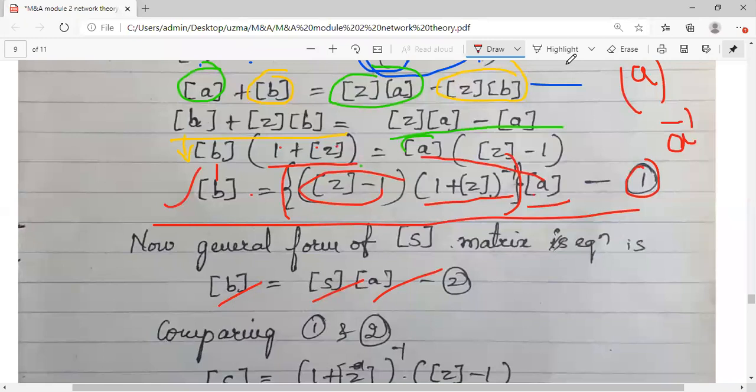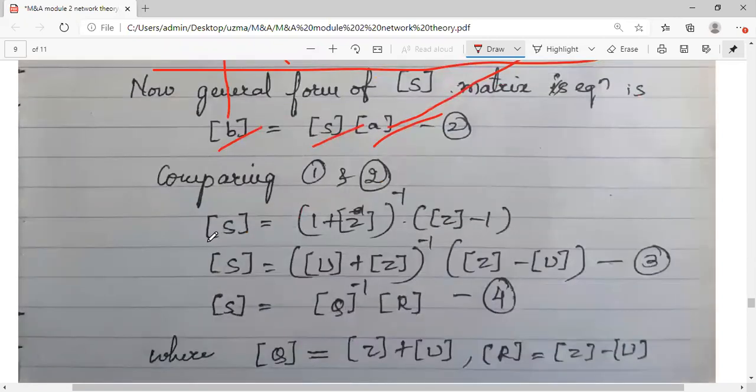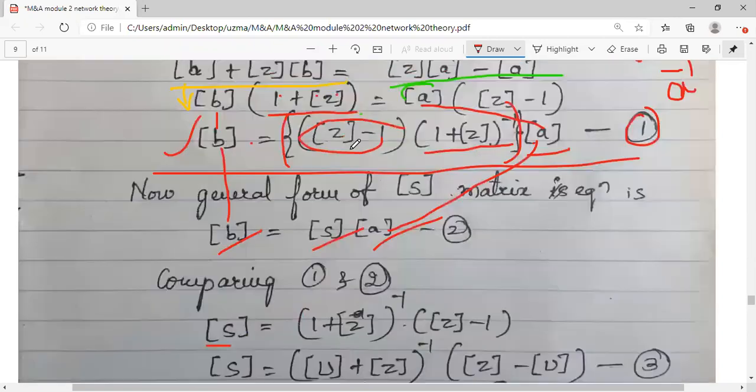So if you compare equation 1 and 2, what do you get? There is a B here, there is an A here, so the remaining term we can equate. S is equal to this complete bracket. So if I compare, S will become the bracket term, 1 plus Z inverse and so on. This also I can take as 1 plus and 1 minus. See here, when we have negative Z minus 1, I will take Z plus 1.